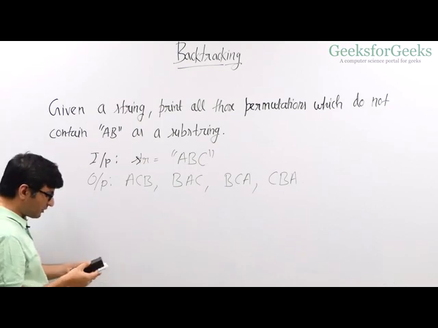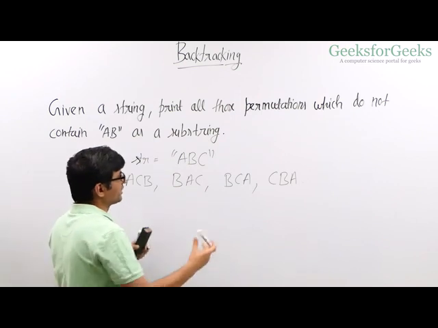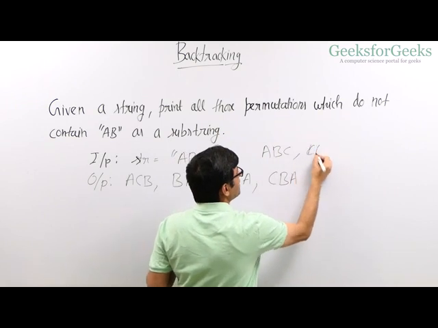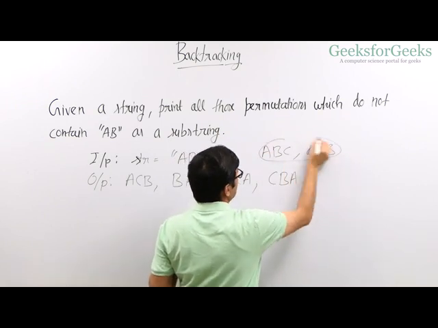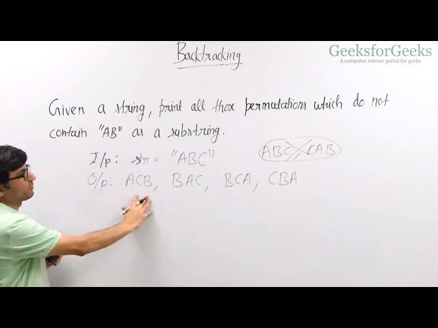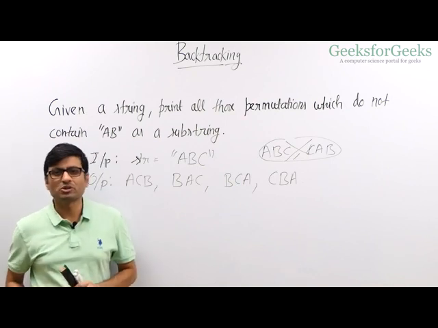Out of these 6 permutations, these 4 permutations do not have AB as a substring. There are 2 permutations, ABC and CAB, that have AB as a substring. So we do not print those permutations and we print the rest of the 4 permutations. So how do we write an algorithm or program to solve this problem?